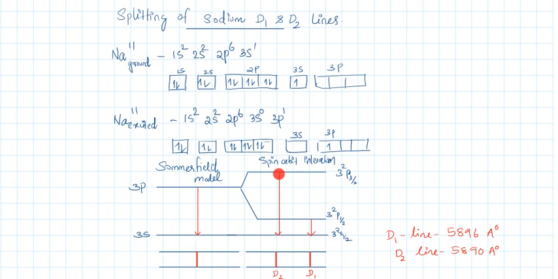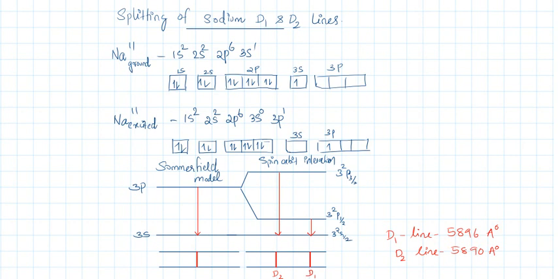So we can consider two transitions. One is called D1, 2p half to 2s half. The other one is called D2, 2p 3 by 2 to 2s half. The D1 line will have a wavelength of 5896 angstrom. D2 will have a wavelength of 5890 angstrom. The difference is just 6 angstrom. So these were observed only after the introduction of high resolution spectrometers. So spin-orbit interaction helps us to explain this phenomenon.